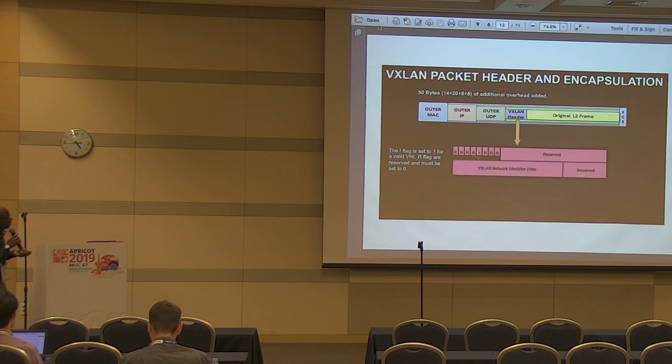If we zoom into the VXLAN header itself, this is what it looks like. The key is the flag, the I flag, which is set to 1 for a valid VXLAN network ID. Below, you have your 24-bit VNI, and the rest are reserved.